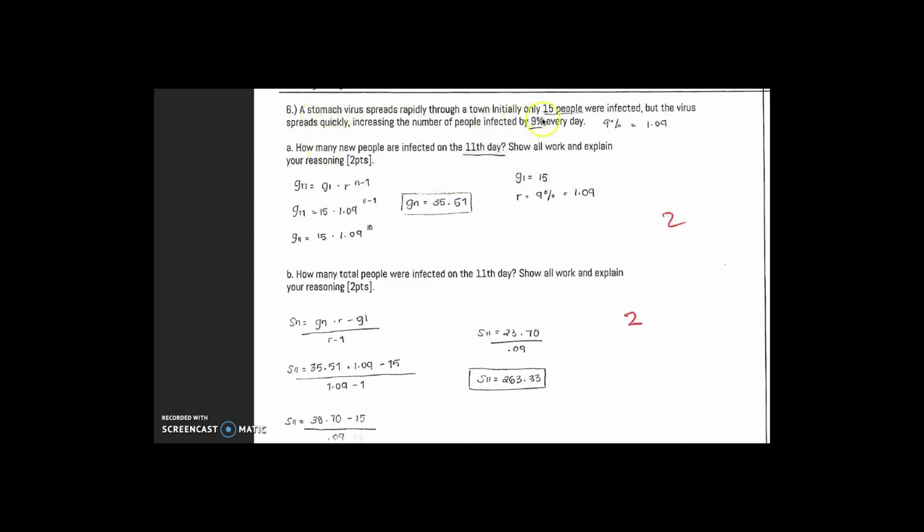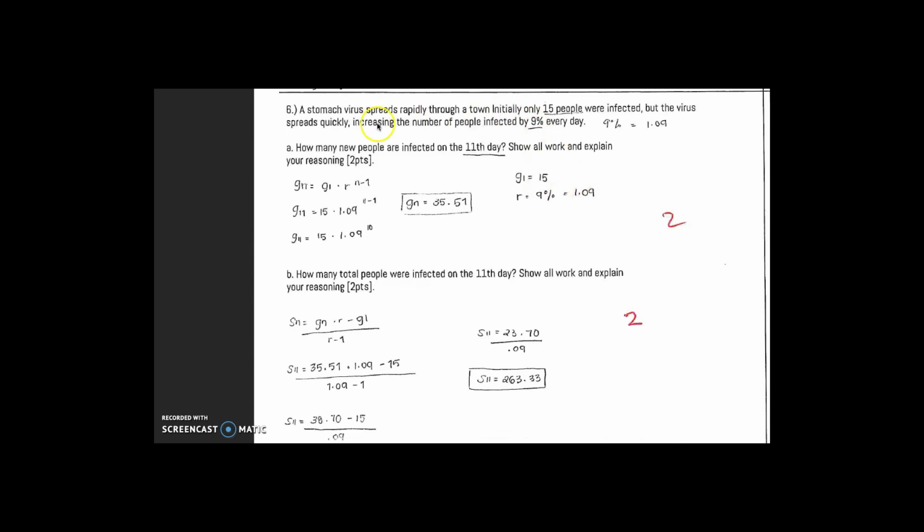So it starts off with 15 people. I love how the student wrote the first number in their geometric, G1 equals 15. And then here was a common mistake. Student was paying attention in class. I love it. 9% is 1.09. What does that mean? The common mistake was just to write 0.09.